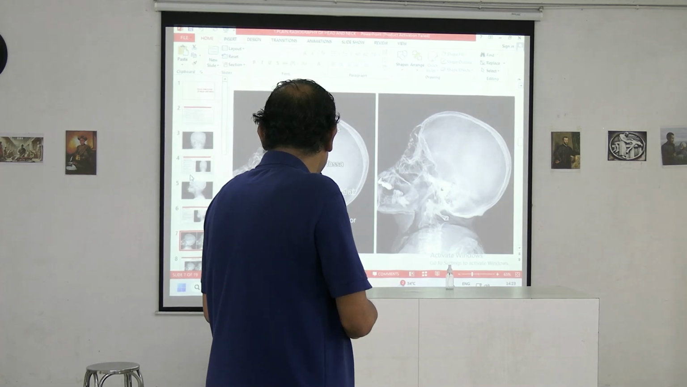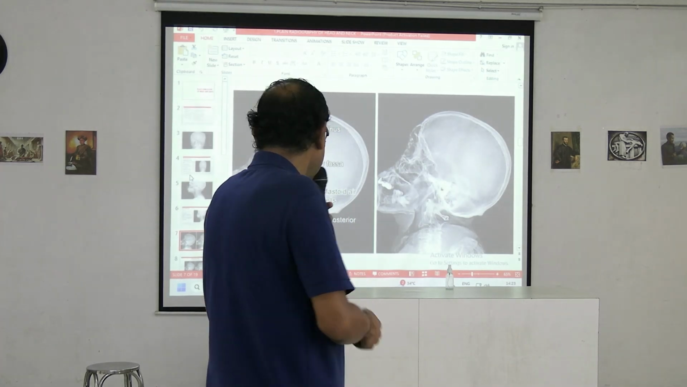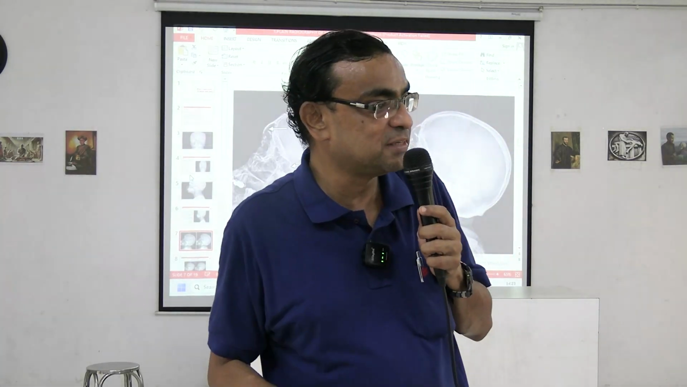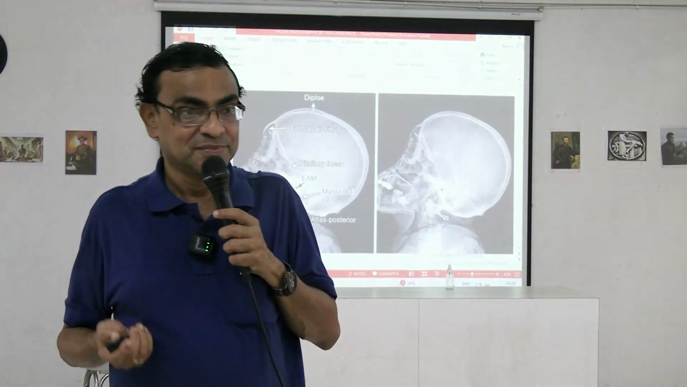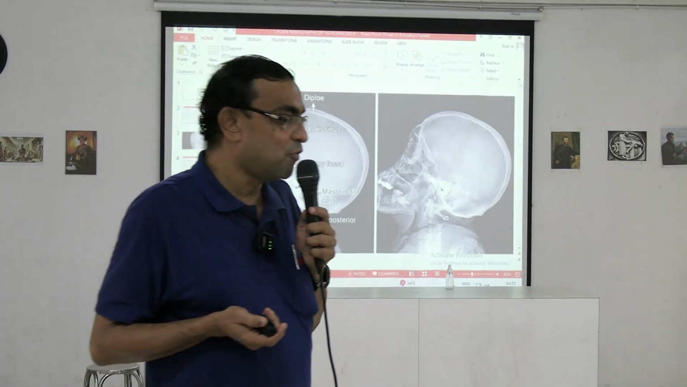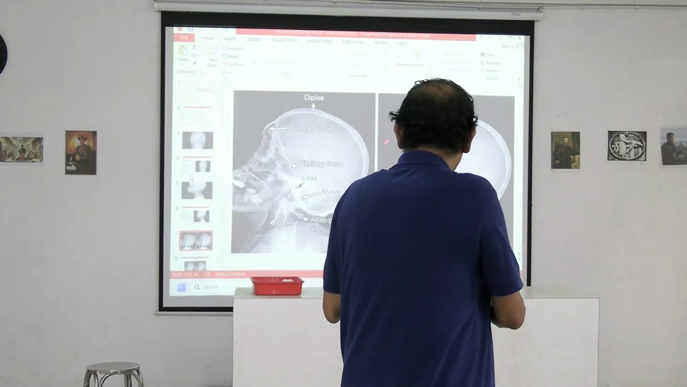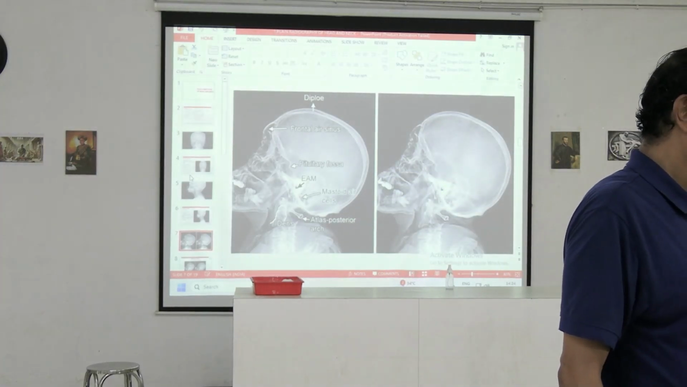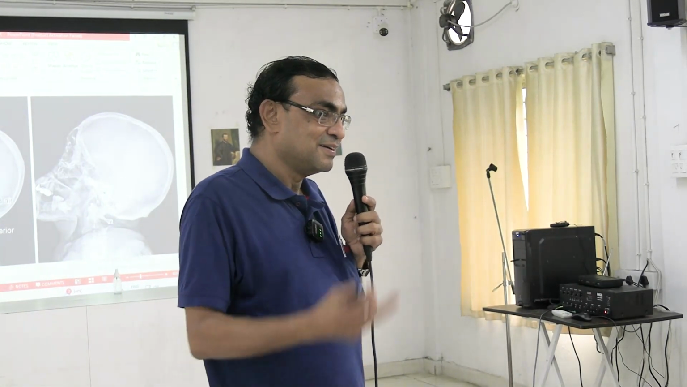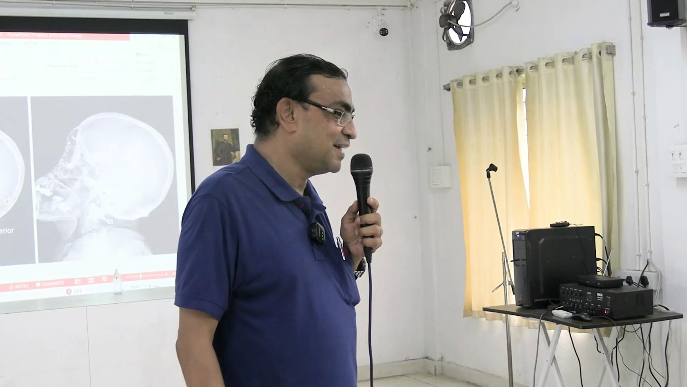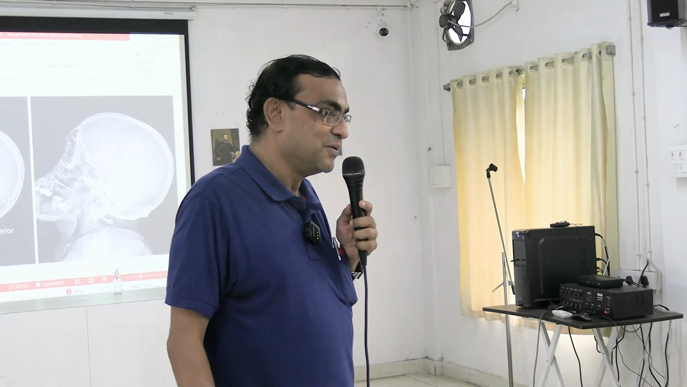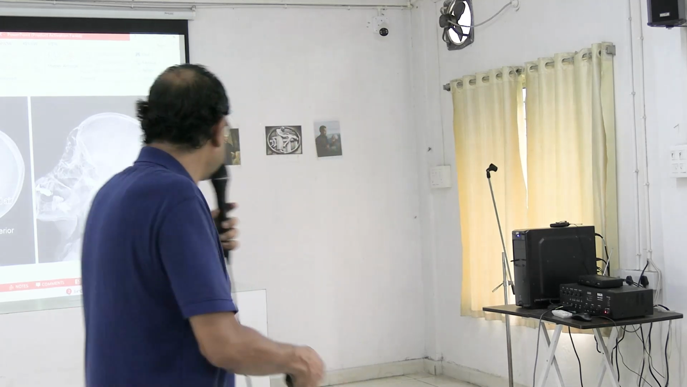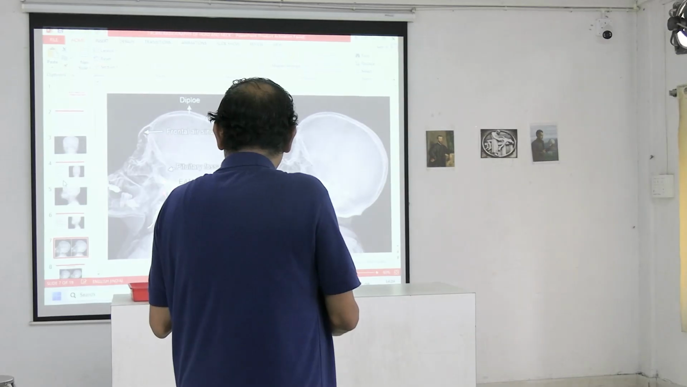Here we can get a depression, and the depression looks like a saddle shaped depression. Sella turcica, pituitary fossa, it is meant for the pituitary gland. Turkish saddle like bed, okay, Turkish bed. So that is the pituitary fossa.